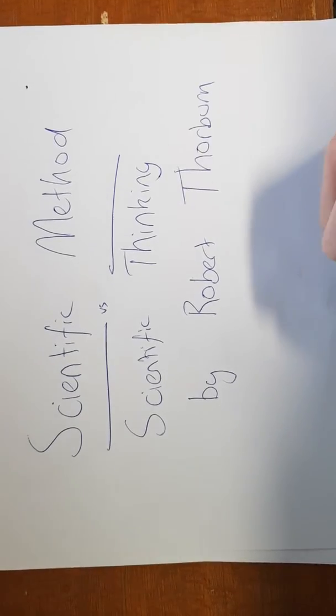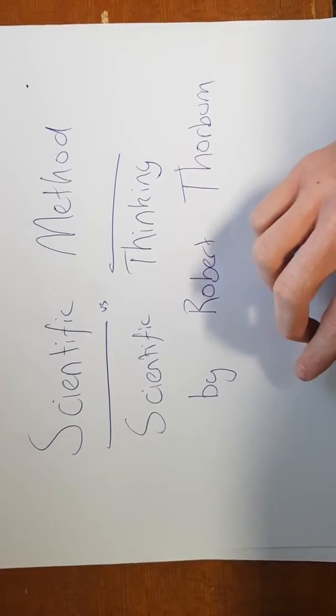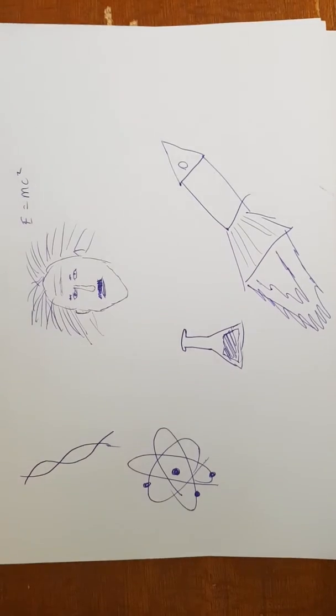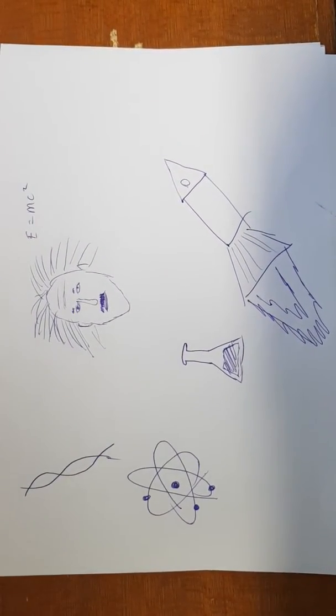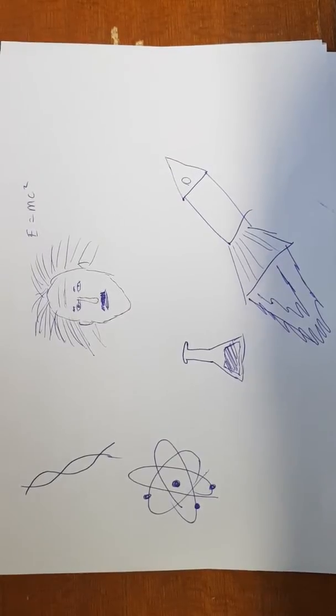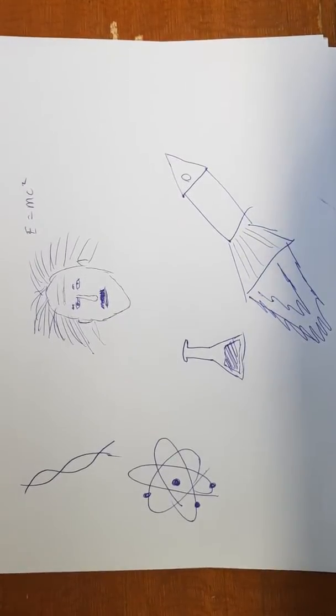Scientific method versus scientific thinking. The scientific method is an empirical method of acquiring knowledge that has characterized the development of science since at least the 17th century. People have used the scientific method in many applications and areas of science to gain a better understanding of science and how the world functions.